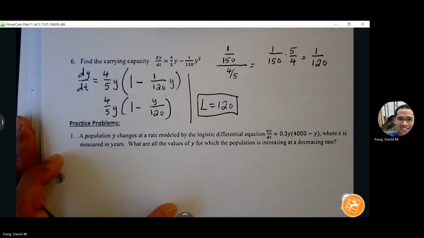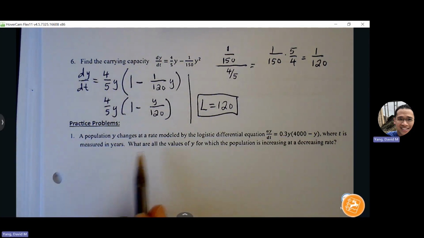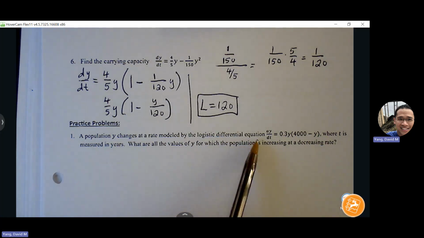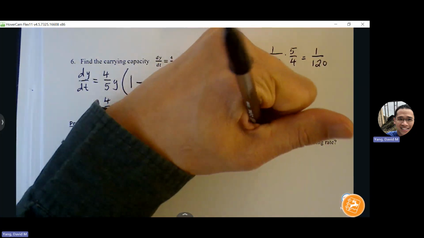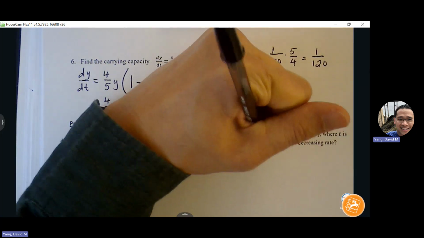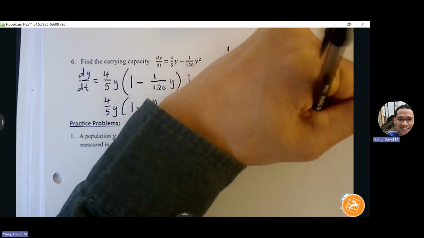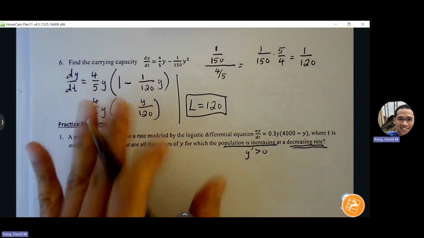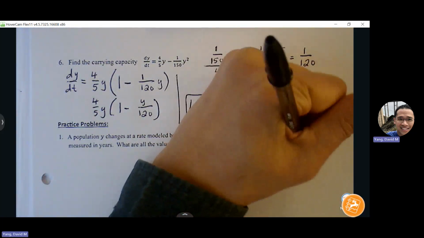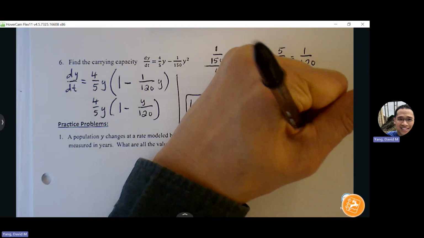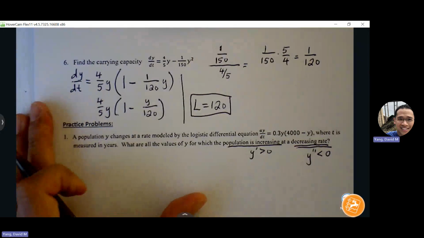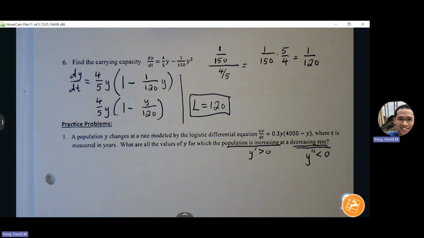Okay, number one. Population changes at a rate modeled by the logistic differential equation, dy/dt equals 0.3y times (4,000 minus y), where t is measured in years. What are all the values of y for which the population is increasing? So population increasing simply means where y prime or dy/dt is greater than 0, at a decreasing rate. So what is that referring to? Oh, second derivative is negative. Right, so we're looking to see where y prime is positive and y double prime is negative.